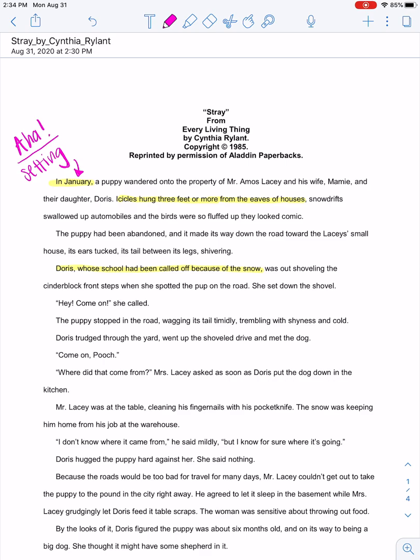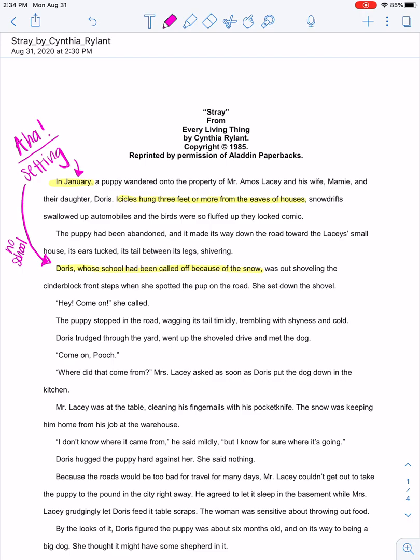So down here, I'm gonna draw another arrow. You'll see if you watch my videos, I love arrows. And I am just going to write out in the margins, no school. So the weather is so bad that Doris cannot go to school at this moment, okay? So that would be an aha.